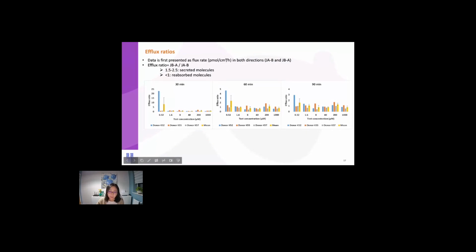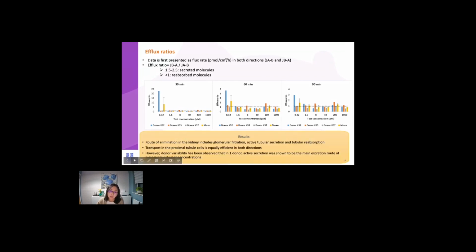You can see the three figures in the middle. These are the efflux ratios calculated at different time points. We've got 6 concentrations of BP4 tested from very low to high. You can see that for most of the concentrations and time points in most donors, all the efflux ratios are more or less around 1. I wouldn't say there's a clear pattern around which direction of transport is more preferred.